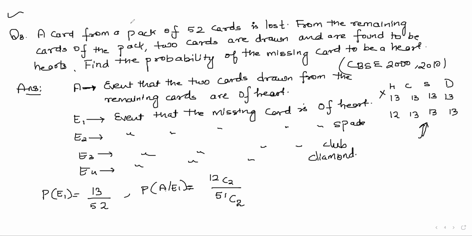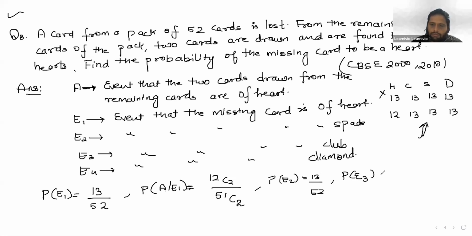Sir, can you say how to find P of A given E3? Yes. First, we'll find E2. What is P2? It is a speed, okay? So again, 13 by 52. Next is P3, again 13 by 52. And next P4, again 13 by 52.